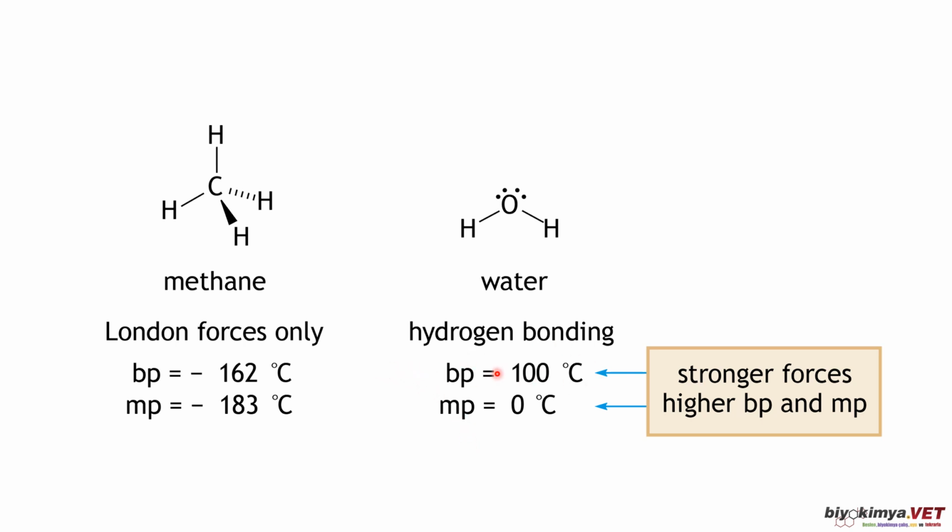Look at the boiling point of water, 100 degrees Celsius. And what about the boiling point of methane? Minus 162 degrees Celsius. In fact, the hydrogen bonds in water are so strong that it's a liquid at room temperature, whereas methane is a gas. In comparing two compounds with similar types of intermolecular forces, the larger compound generally has more surface area and therefore a larger force of attraction, giving it a higher boiling point and melting point.